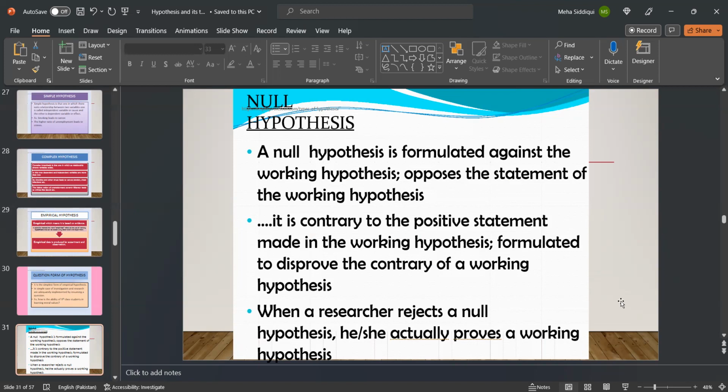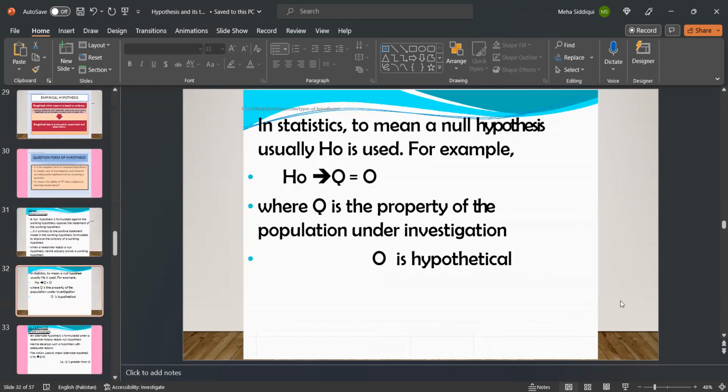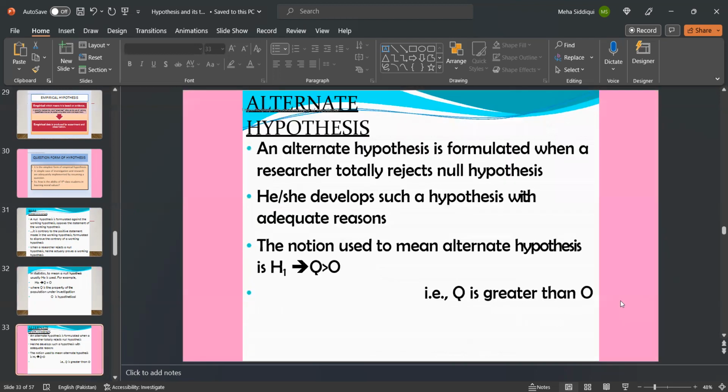When a researcher rejects a null hypothesis, he actually proves a working hypothesis. Instead, to mean a null hypothesis, H naught is used. For example, H naught is 0, that is null hypothesis, where Q is the property of the population under investigation.